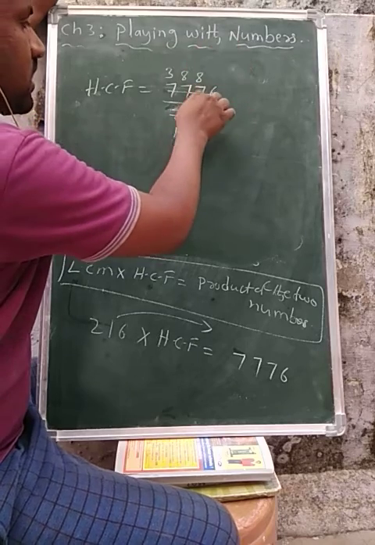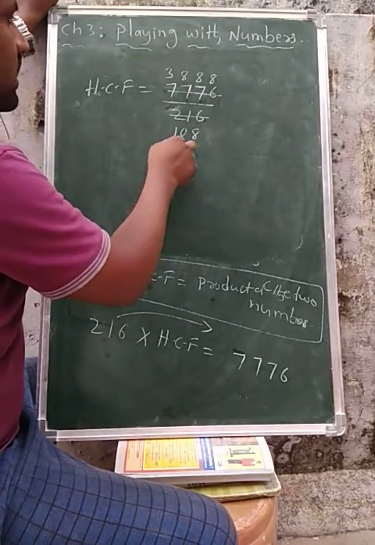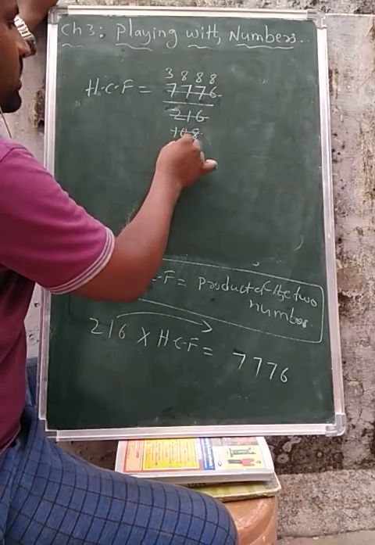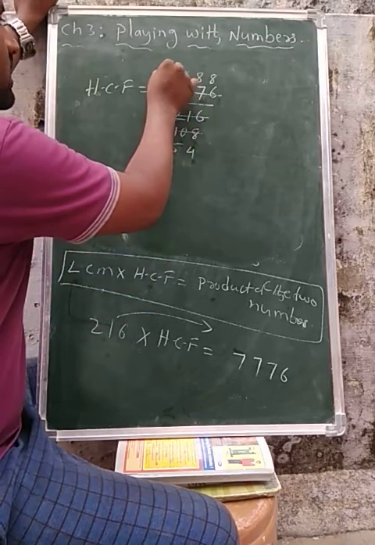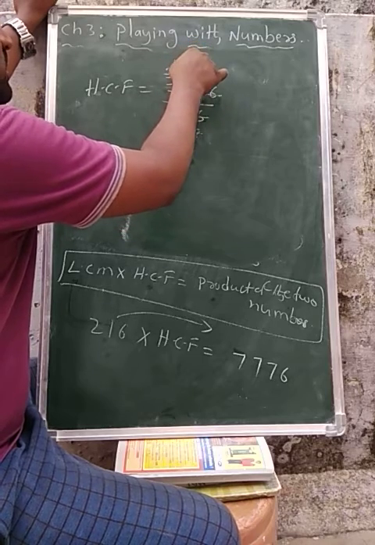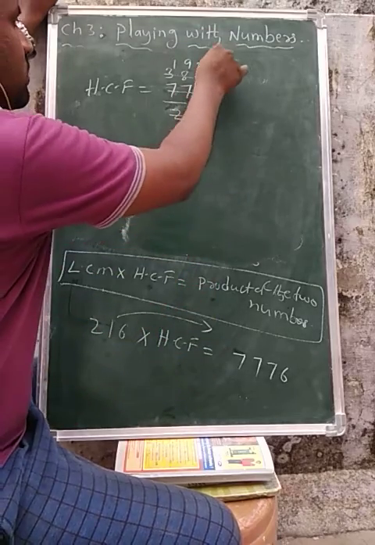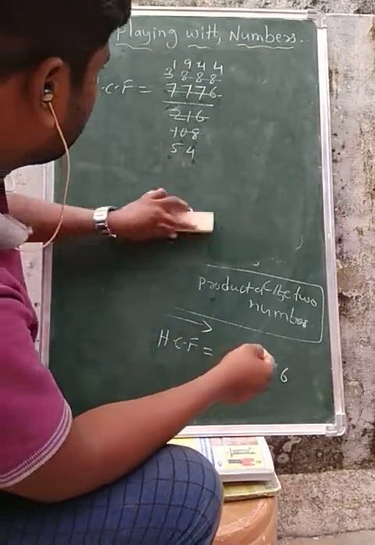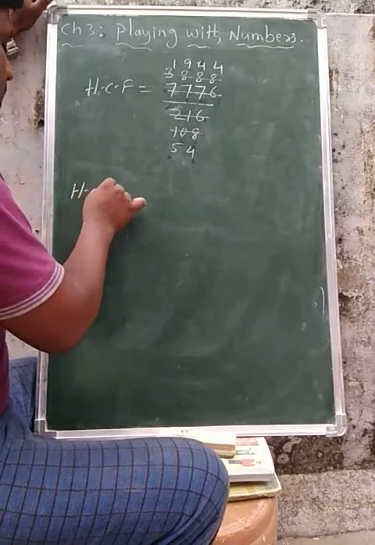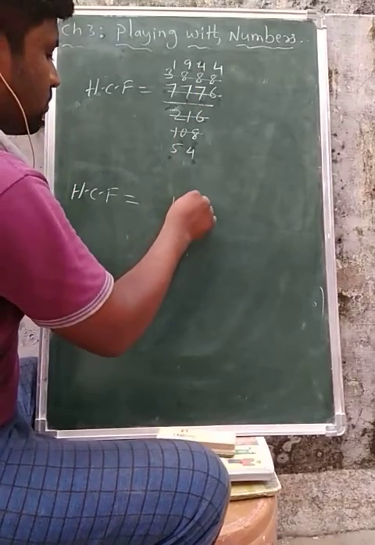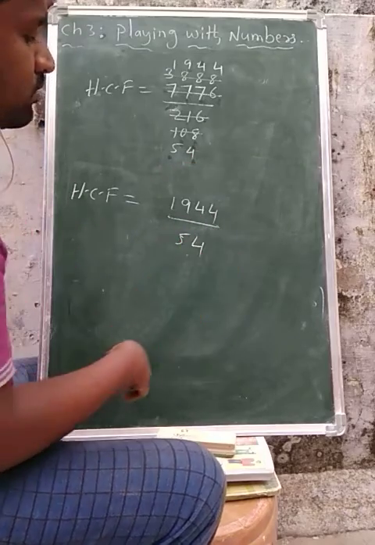Again here 1 is there, beside number is 7, means 17. 2 8s are 16. Again here 1 is there, beside number is 6. 2 8s are 16. Again I am using the 2 table. 2 5s are 10, 2 4s are 8, so 2 54s are 108, and 2 19s are 38, 2 4s are 8, and 2 4s are 8. Again I am taking HCF is equal to 1944 by 54.